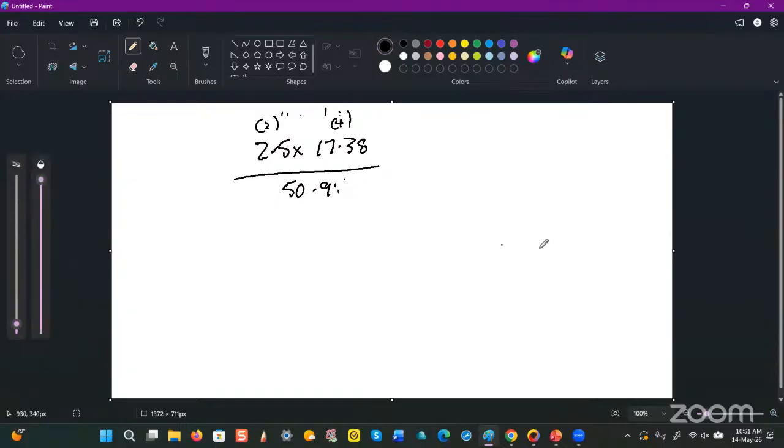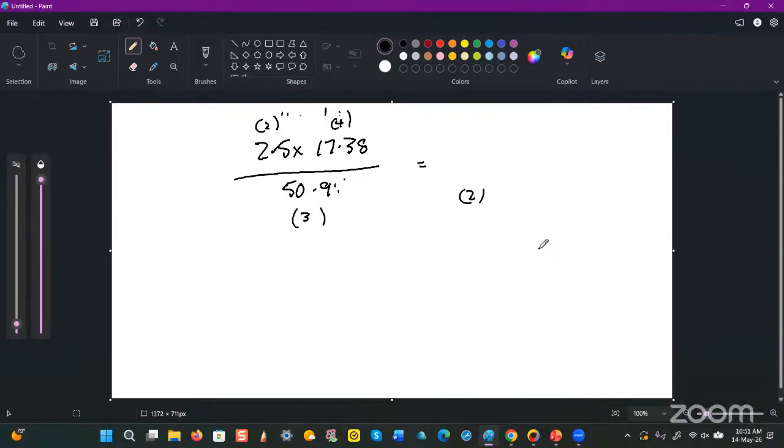Okay, so 50.9 would be 3 sig figs, right? So whatever you get here, when you punch your numbers in the calculator and press equal, must be rounded off to how many sig figs? 2, exactly. So whatever you get here must be rounded off to 2 sig figs. So let me do that. So that's 2.5 times 17.38, and then I divide that by 50.9.